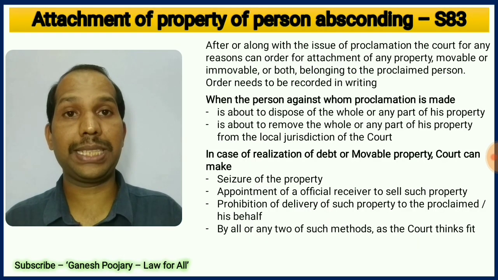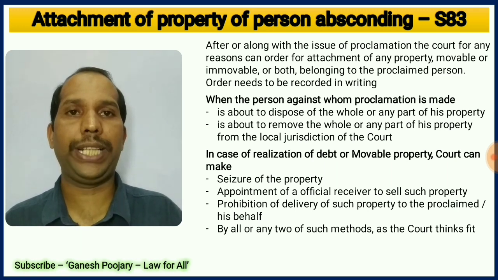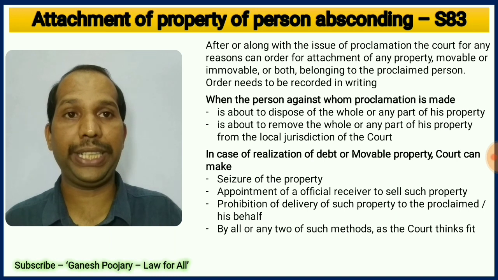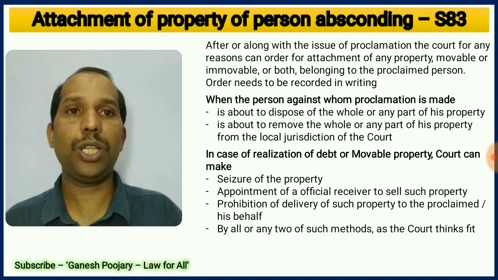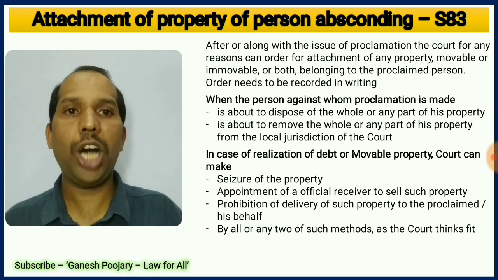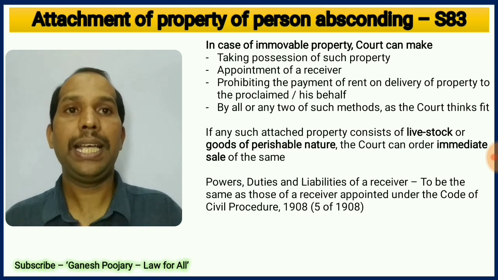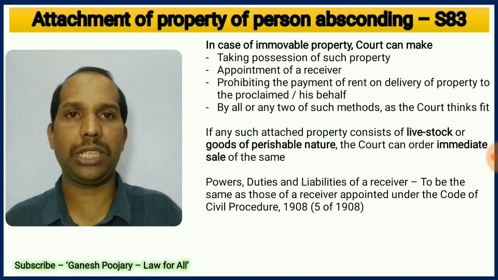While section number 82 discusses proclamation, section 83 discusses attachment of the property. Proclamation and attachment can be two different activities, or the court can declare attachment along with the proclamation also. Whenever the court feels that the person who is absconding is trying to dispose of his property or trying to move any of his property, in such case, the court can declare attachment. In case of movable property, the court can actually seize the property or appoint an official receiver or prohibit delivery of such goods. In case of immovable property, the court can actually take possession of the property and appoint an official receiver or prohibit the payment of rent and delivery of property. All those things are possible.